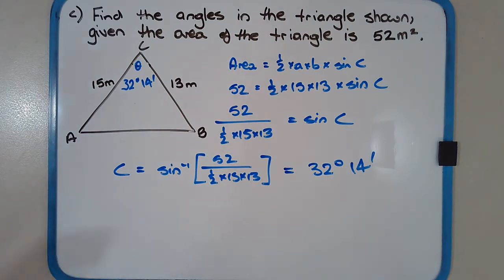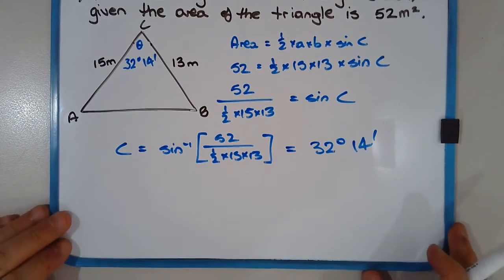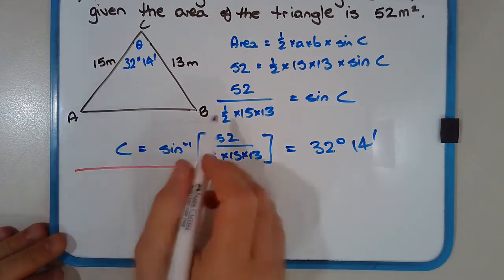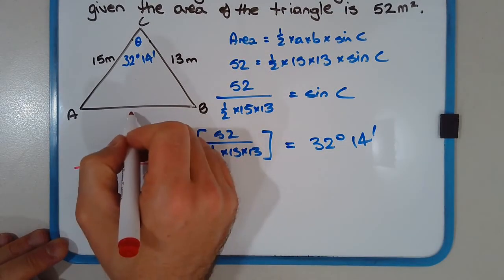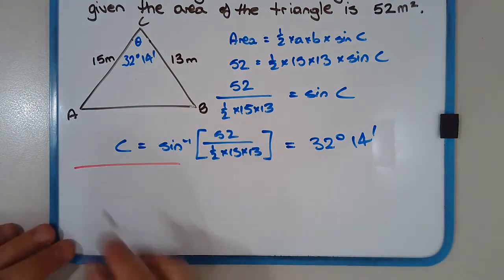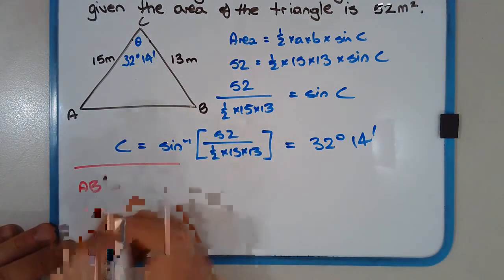I might cut the example a little bit short just so that the video doesn't go on for too long, but at least to get it started and something for you to think about. We can't find any other angles unless we find side AB first. So how are we going to find side AB? I'll just leave it as AB.